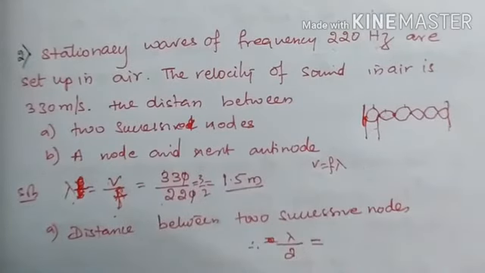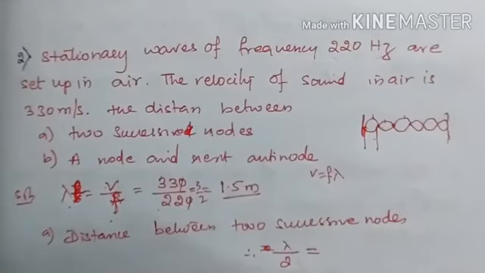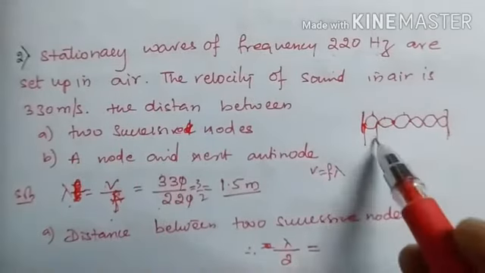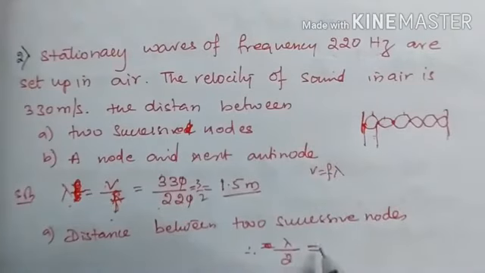Now problem number 1 here is the distance between two successive nodes. Successive nodes means this is lambda by 2. So lambda by 2 is equal to what? What is lambda? What we got, 1.5, divided by 2. So that comes out to be 0.75 meters. That is the first answer that we have.